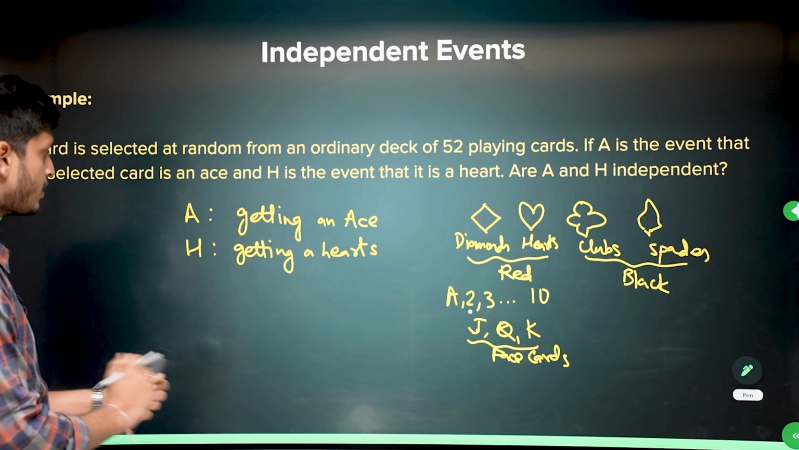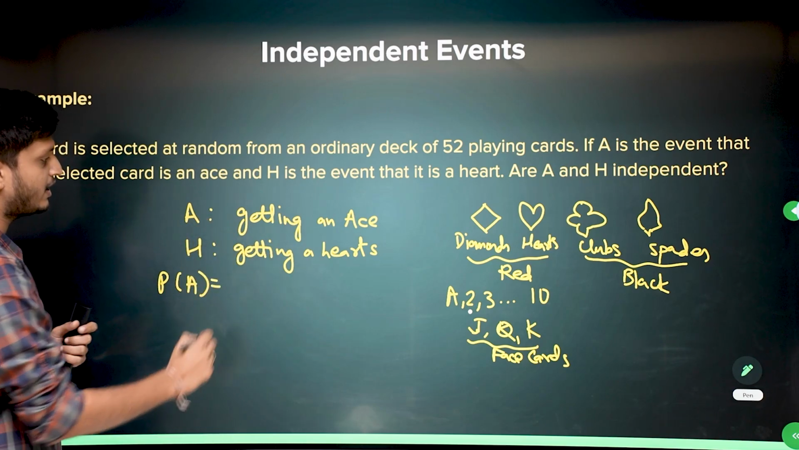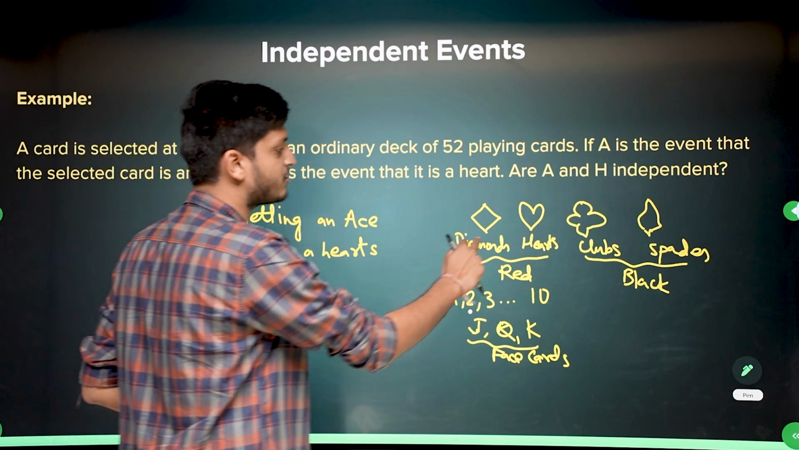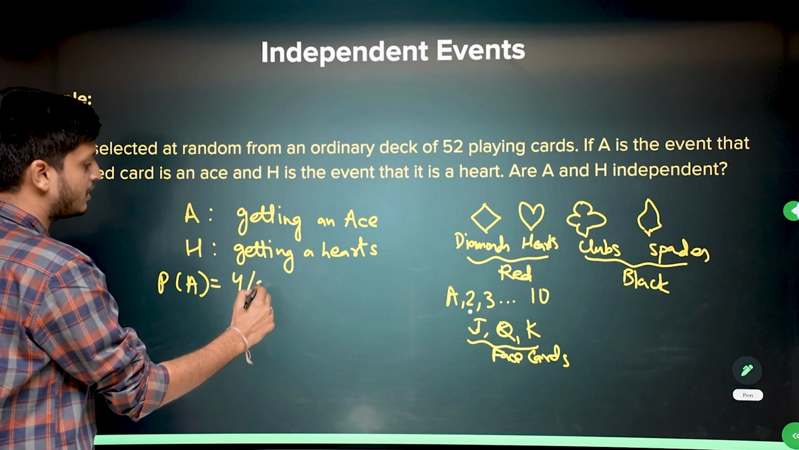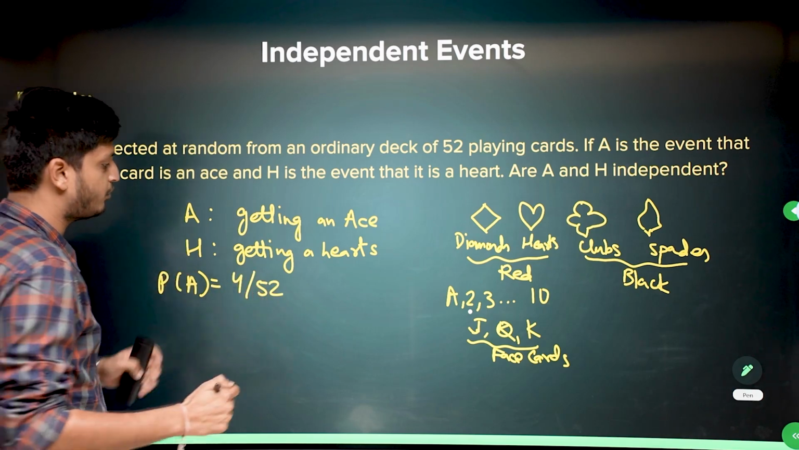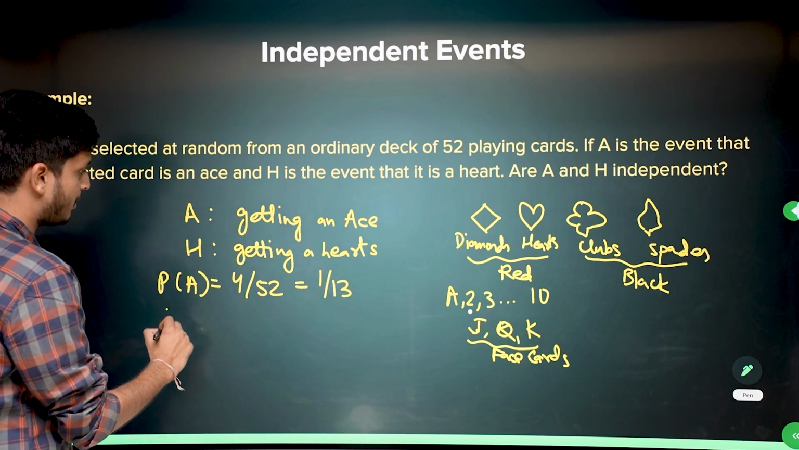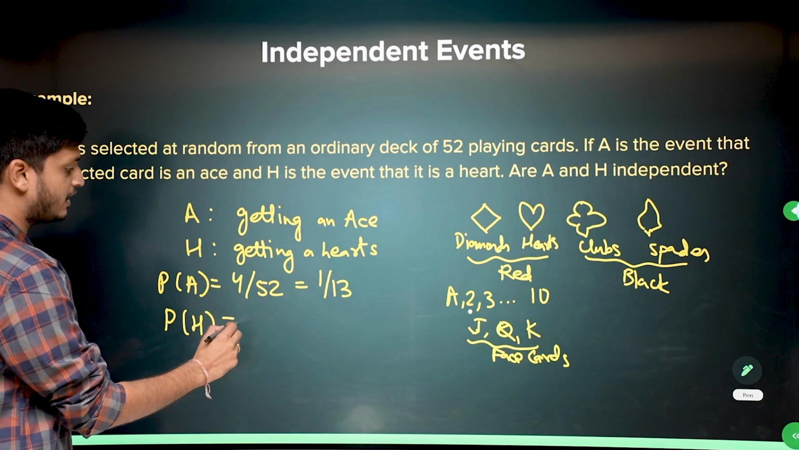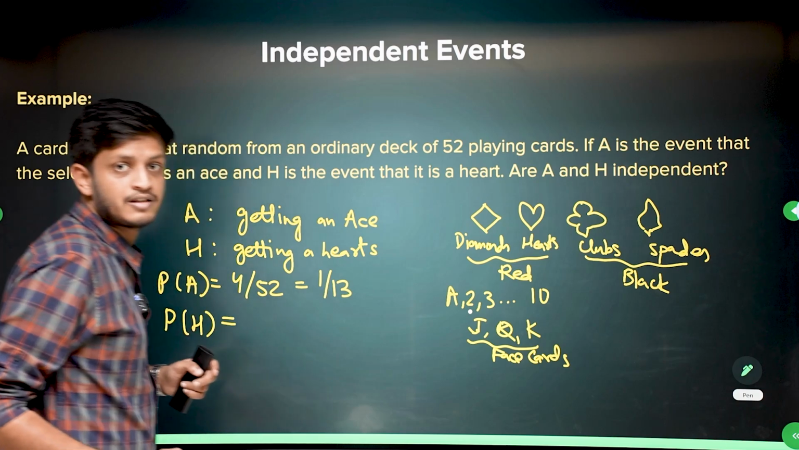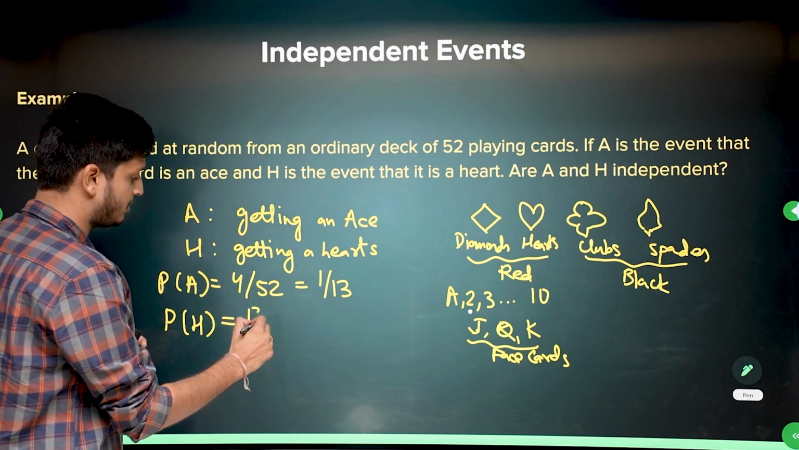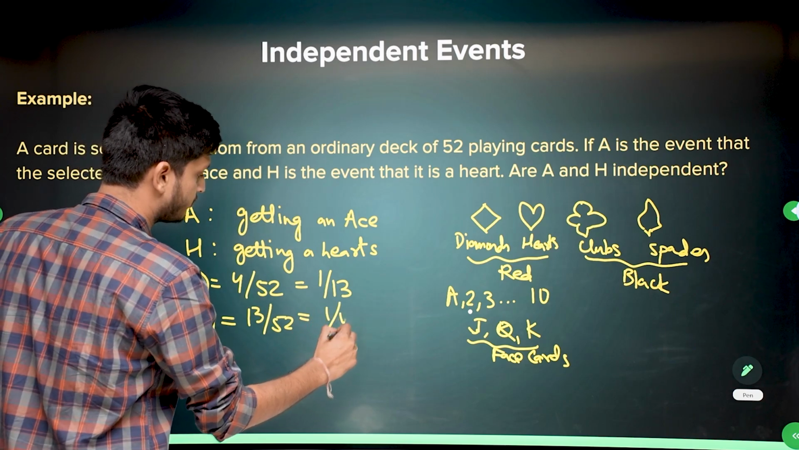Cool. So what is the probability of getting an ace? There are 4 aces, right? There will be an ace of diamonds, ace of hearts, ace of clubs, ace of spades. There are 4 aces out of 52 cards, so the probability is 4 by 52, which is 1 by 13. What is the probability of event H, getting hearts? How many hearts are there? 13. So the probability of getting a heart is 13 by 52, which is 1 by 4.